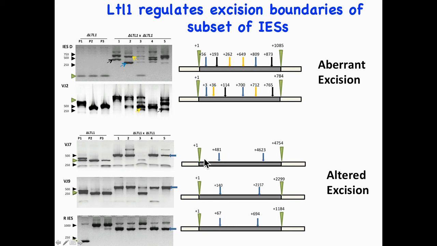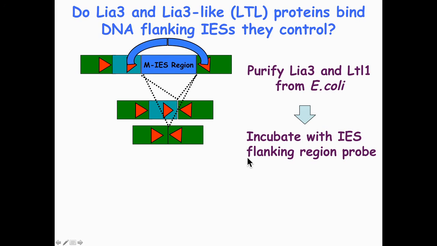What this may mean is that there are some type of additional controlling sequences, so that if you knock out one of these, there are sort of backups that kick in. And maybe that's one reason why the progeny production is still quite good in these cells. So the hypothesis, of course, is that Lia3 and LTL1 are binding to these controlling sequences to regulate the accuracy of elimination.